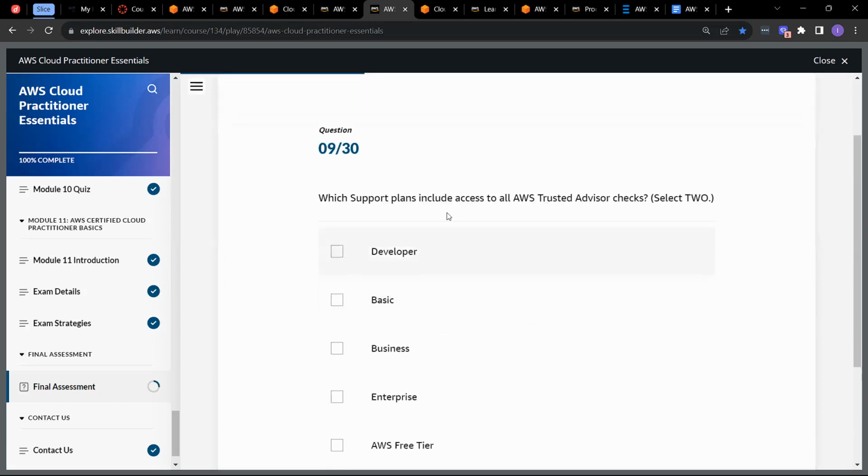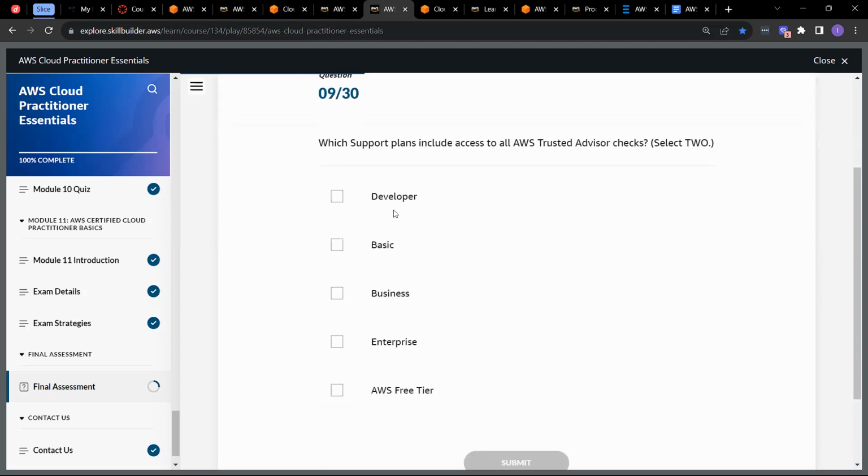Okay. So, which support plans include access to all Trusted Advisor checks? We are selecting 2. What I hate is the multiple choice questions. So this is a multiple response. So the plans are okay. So Trusted Advisor, basic, we don't get. Exactly.